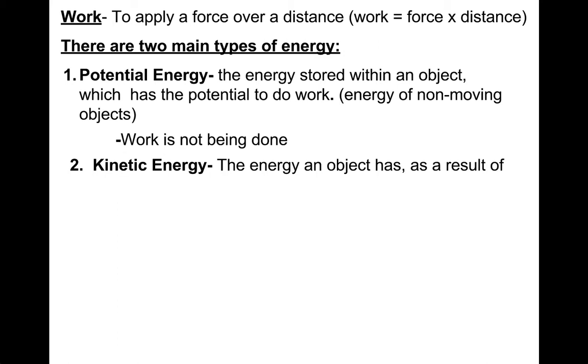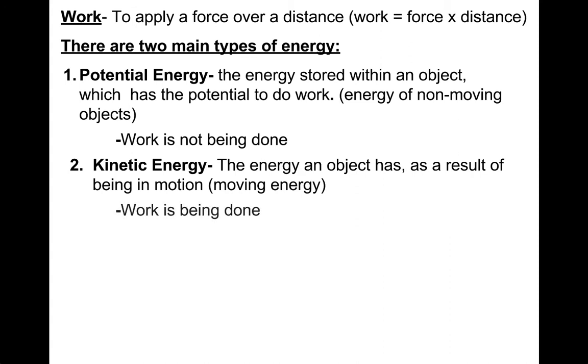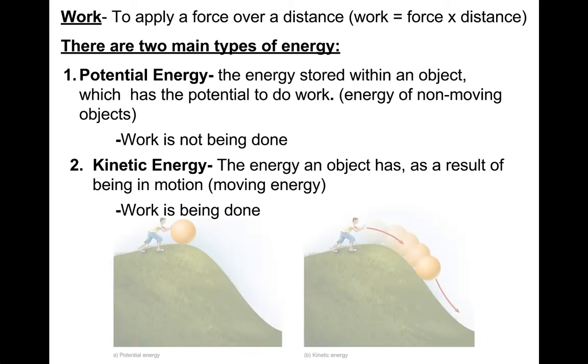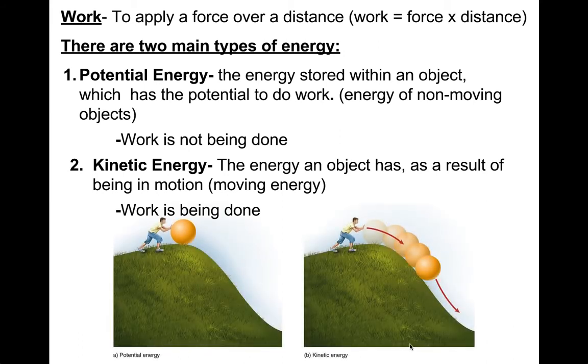The second kind of energy is kinetic energy, and this is the energy that an object has as a result of being in motion. So this is moving energy. So in this case, work is being done because the force is being applied over a distance. So if we look at the ball, right at the top of the hill, it has potential energy. And as it's being pushed down the hill, that potential energy is being converted into kinetic energy.